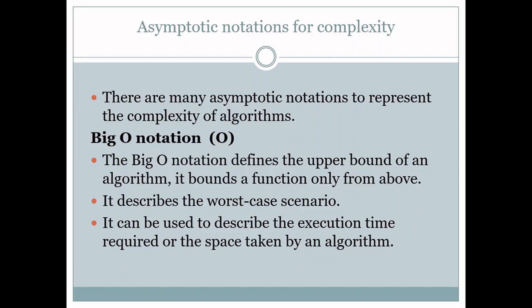And we have seen three types of representing: worst case, best case, and average case. Big O notation represents the worst case. That is, for a linear search algorithm, if the element to be searched is the last element, then it is the worst case. So big O notation will represent the worst case scenario.